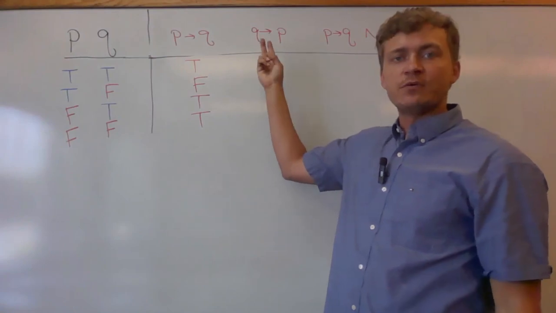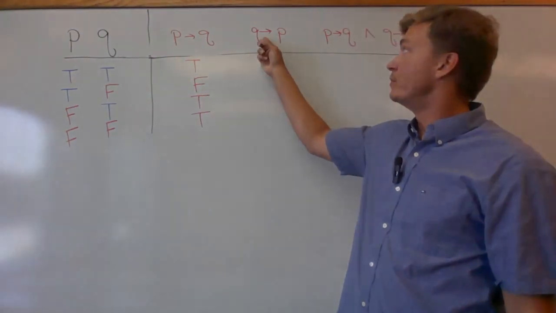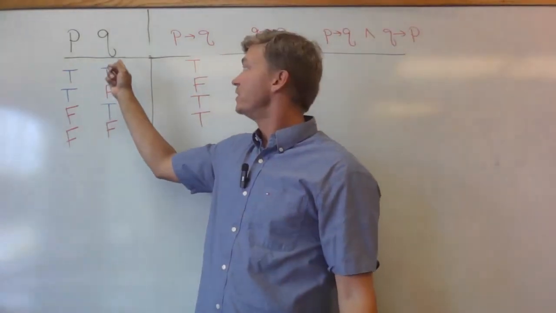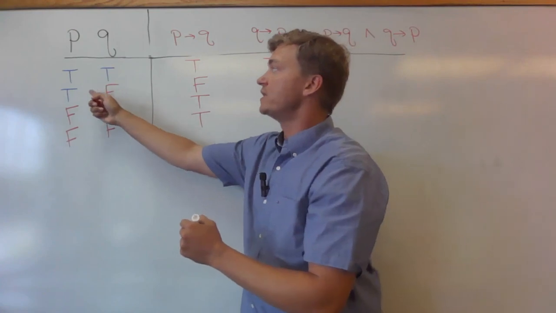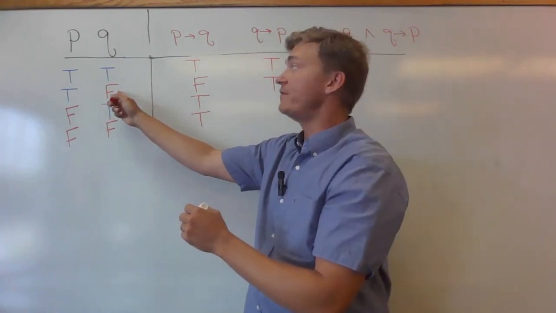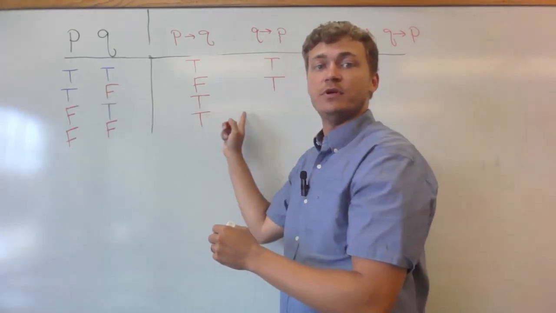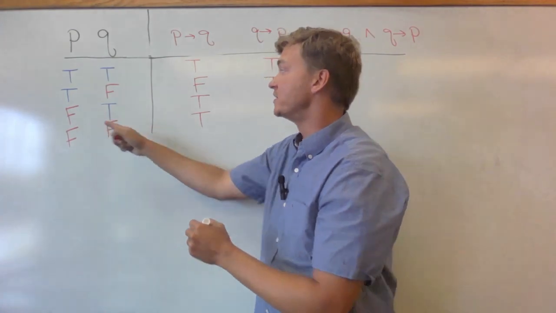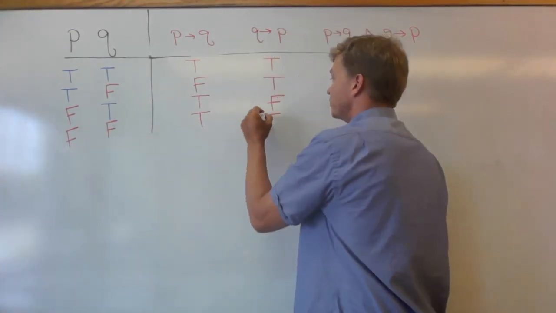But here we're going to switch it around. So we have to switch our thinking of which letter comes first, T or F. Q implies P. We're going to read this from right to left. True implies true is true. False implies true is true this time again, because I'm reading this time, if F, then T. If Q, then P. False implies true is true. True implies false is false. False implies false is true.